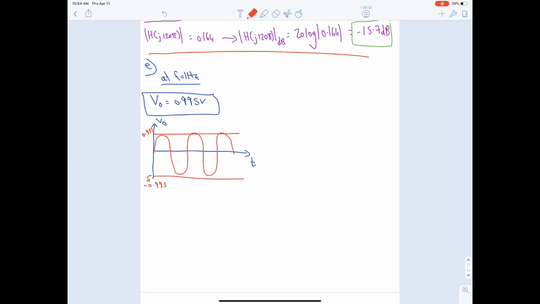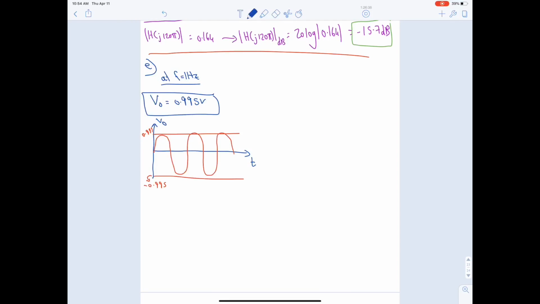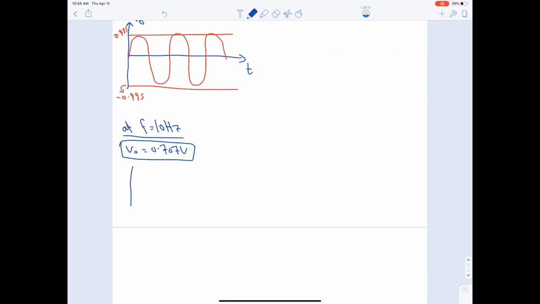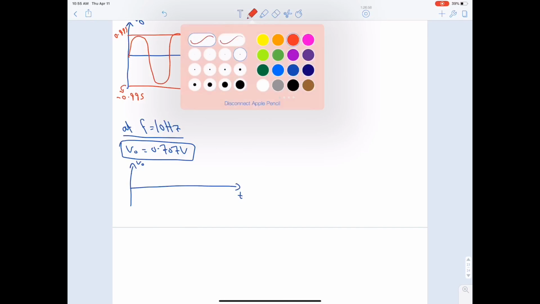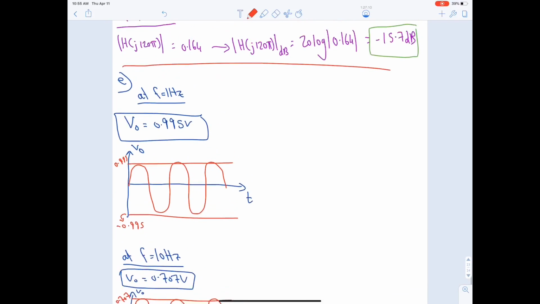Okay, the next frequency is 10 Hertz, and the output is equal to 0.707 volt. Okay, now the waveform here will be as follows, having an amplitude of 0.707 and minus 0.707.